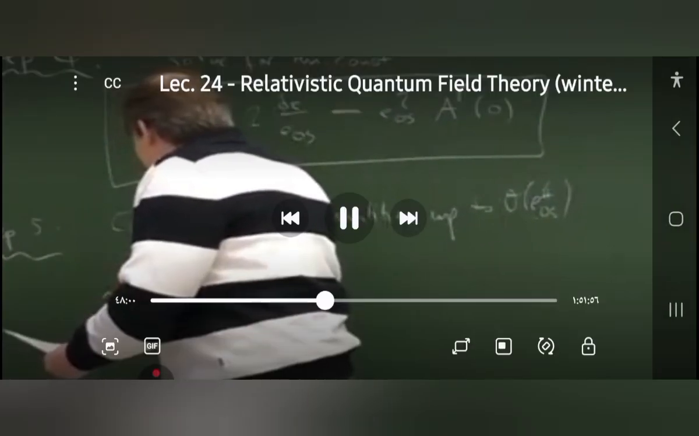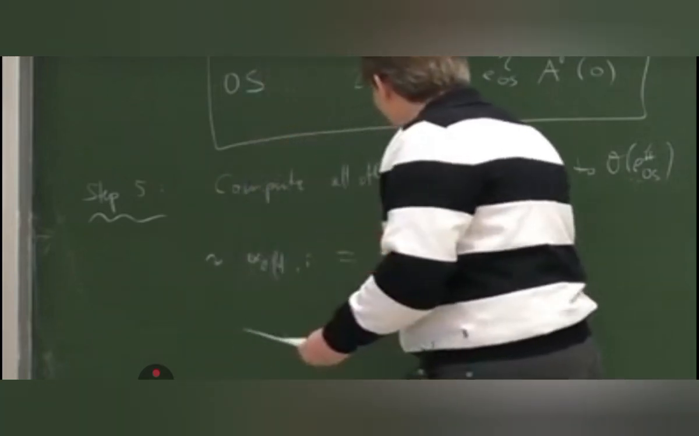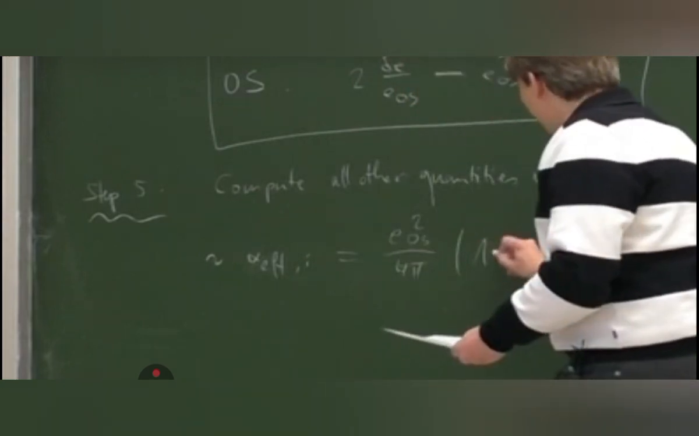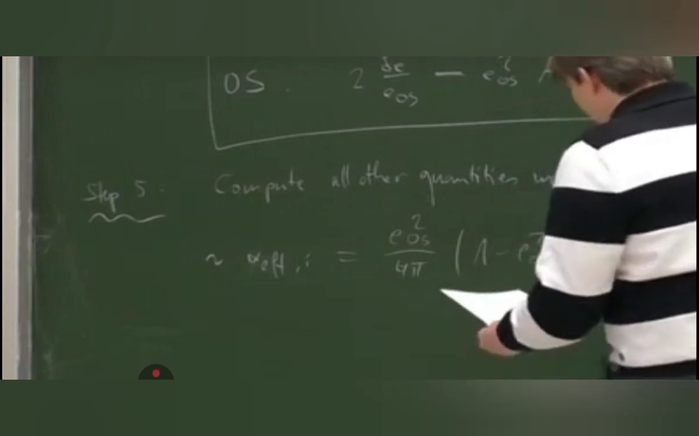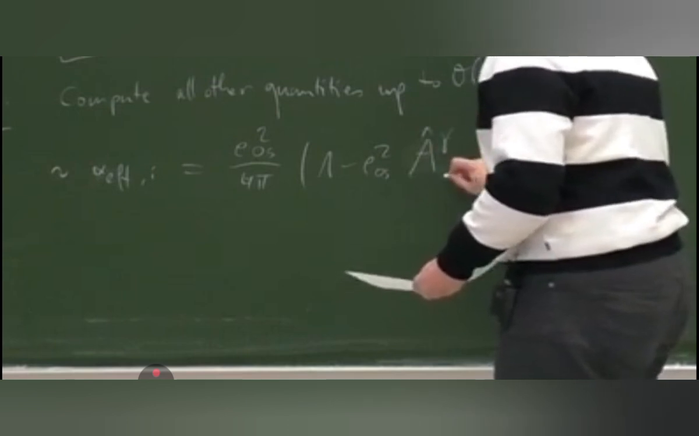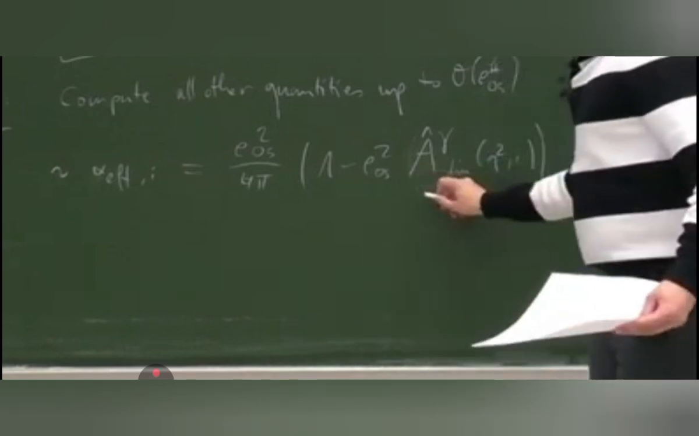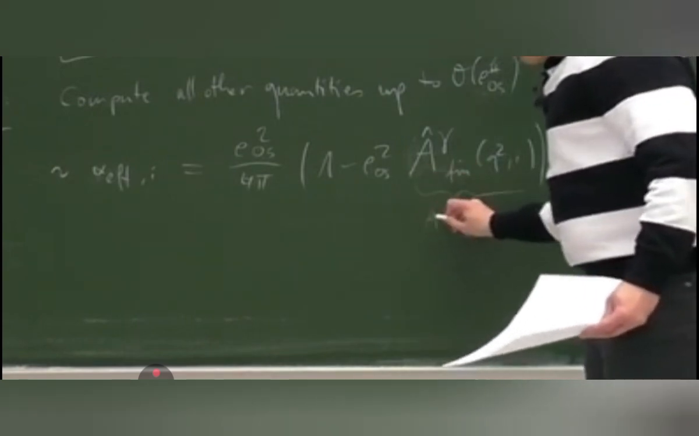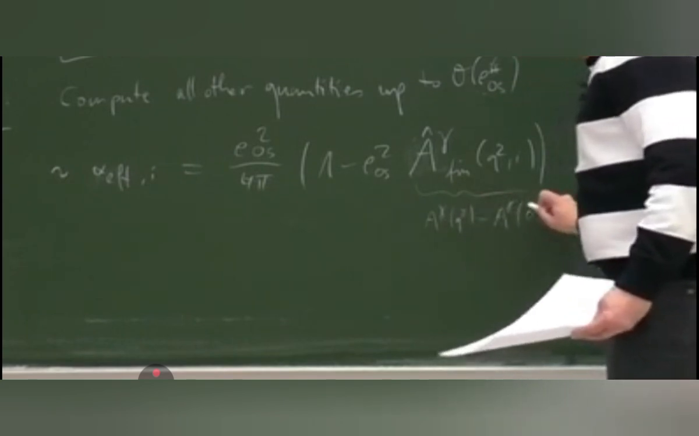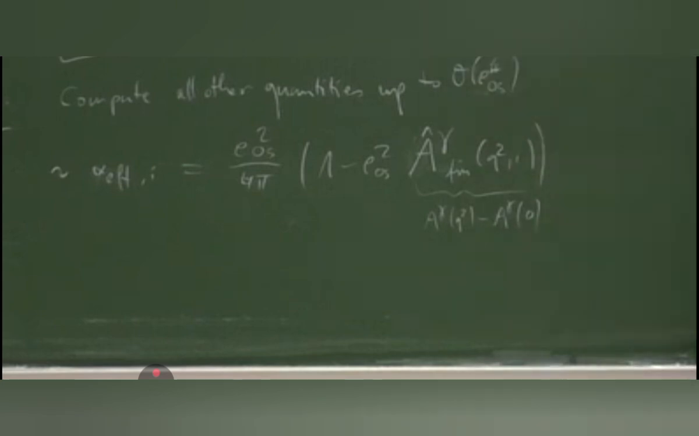So therefore our step 2 formula becomes: alpha effective for experiment i is given by e on shell square divided by 4 pi times 1 minus e on shell square times A hat gamma finite of Q square for the experiment i. And just to remind you, that is the difference of the actual A gamma of Q square minus A gamma at 0. And the A gamma of 0 enters because of our renormalization condition.